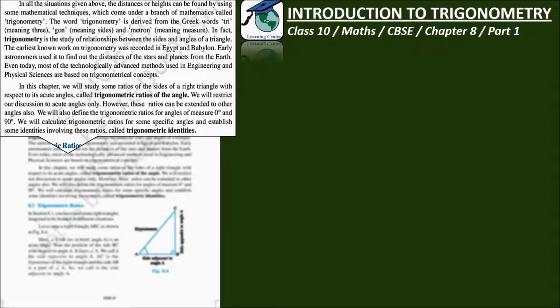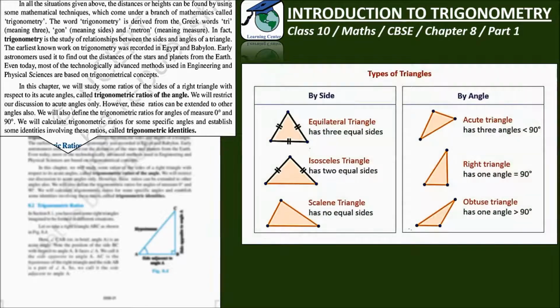Let's recall a few basics of triangles. What are the types of triangle? There are a total of 6 types of triangle. 3 based on sides and 3 based on angles. Based on sides, first we have the equilateral triangle in which all sides are equal. Second, we have the isosceles triangle in which two sides are equal. And third, we have the scalene triangle where none of the sides are equal.